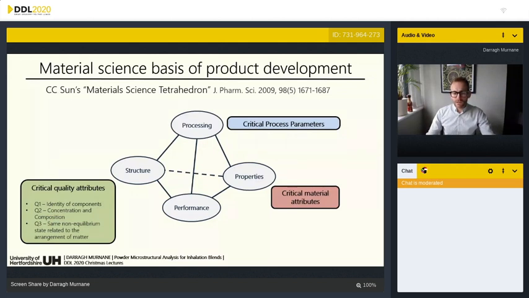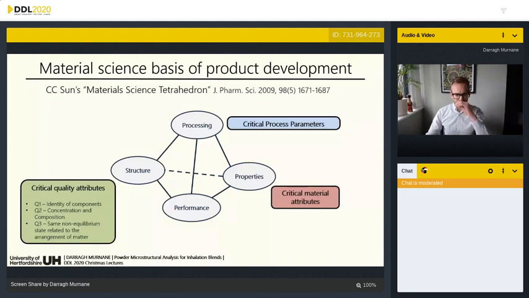So really over the years, there's been significant efforts into establishing what these critical material attributes are. There's been a lot of work into looking at the critical process parameters, and then also measuring a variety of metrics of performance and trying to relate those back through a design of experiments approach. But really one of these aspects that has remained relatively difficult to explore, particularly in the case of inhalation powders, has been this structural component.